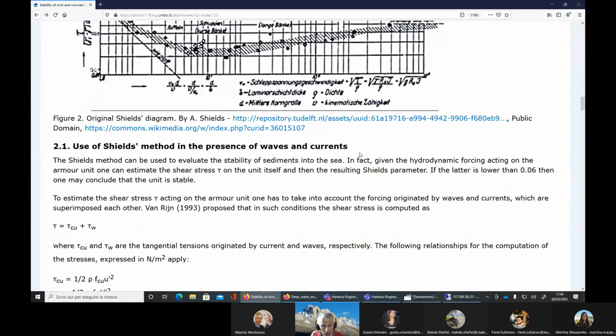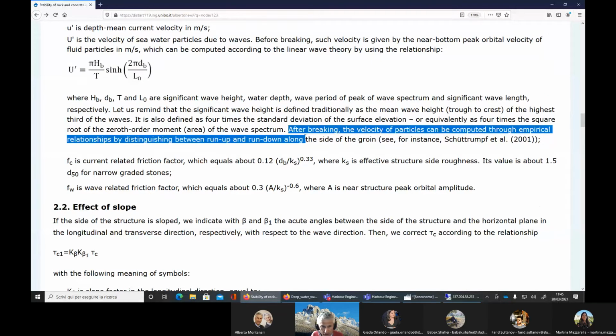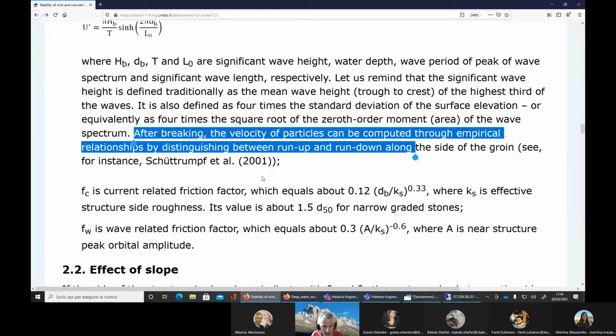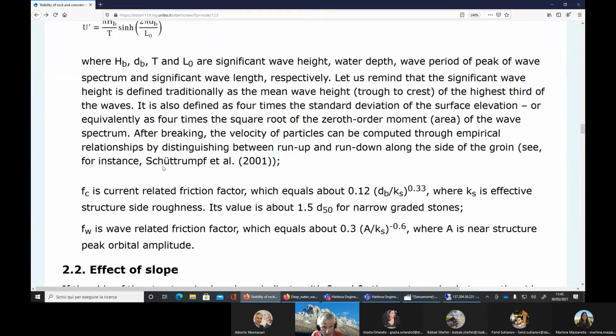Okay, good. And let's look at this contribution, which is described here. After braking, look at this sentence: "After braking, the velocity of particles can be computed through empirical relationship by distinguishing between run up and run down along the side of the groin." And there is the reference, Schutfroth et al., I don't know how to pronounce it, 2001.